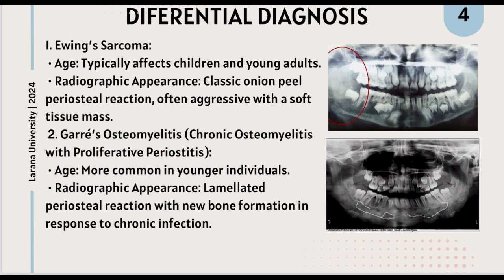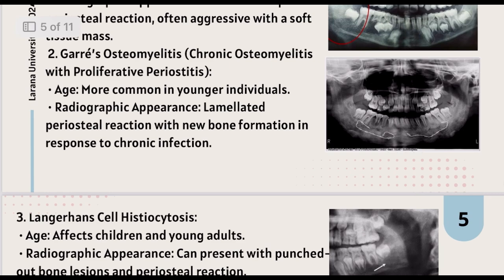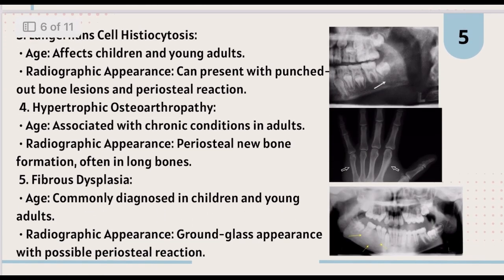Next up would be osteomyelitis, which is common in younger individuals. It shows a lamellated periosteal reaction with new bone formation. It responds to a chronic infection. Langerhans cell histiocytosis is the third one, which affects children and young adults. It can look like a punched out bone lesion, and periosteal reaction is also seen.